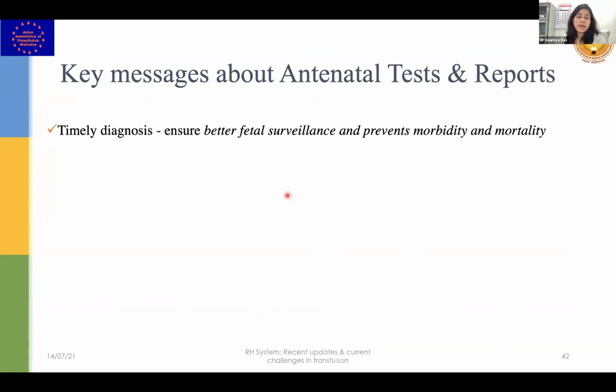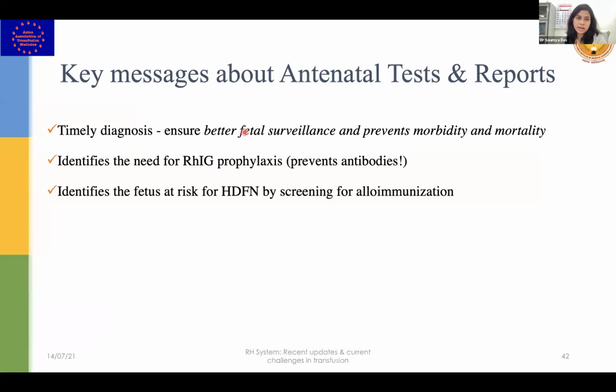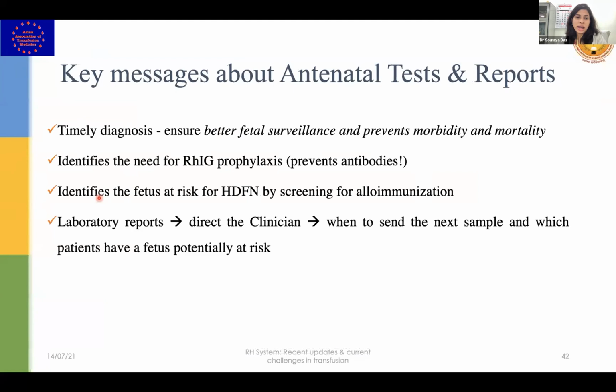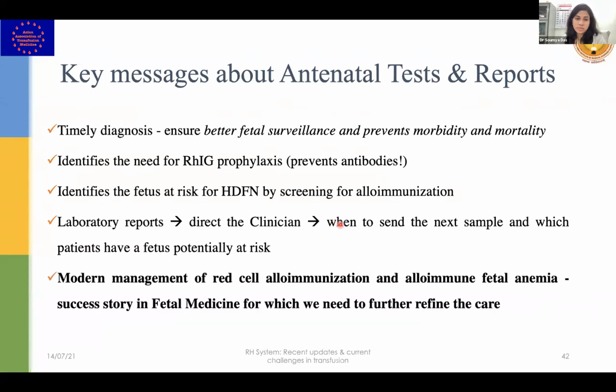So to conclude, for all the Rh immunized pregnancies, it is ideal to have a timely diagnosis for better fetal surveillance and to prevent morbidity and mortality. We need to identify the need of Rh immunoprophylaxis to prevent antibody formation, and identify the fetus at risk of HDFN by screening for alloimmunization. The laboratory report should direct the clinicians ideally when to send the next sample and which patients have a potential fetal risk.